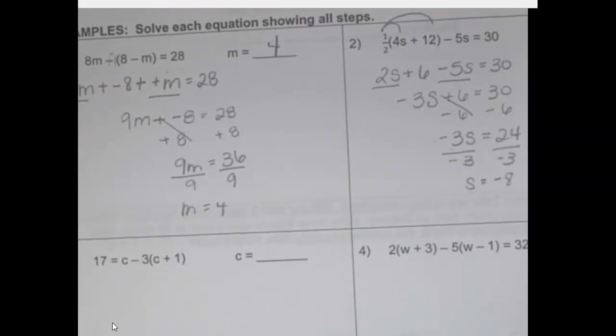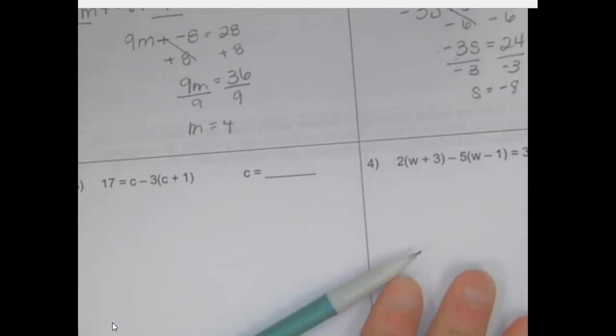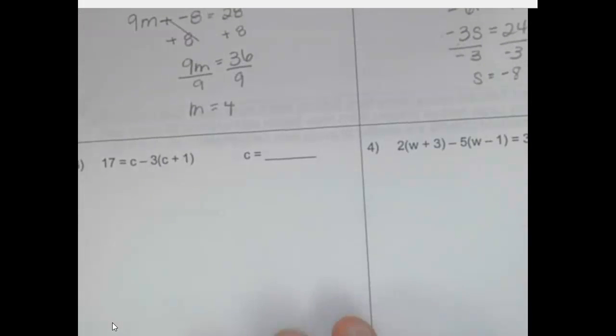All right. I want you to do number 3. You can do it with your partner or try by yourself. I'm good either way. But pay attention to the negative, that subtraction.